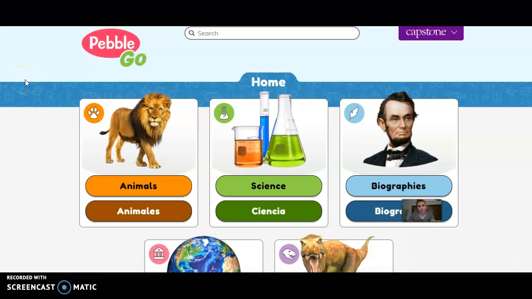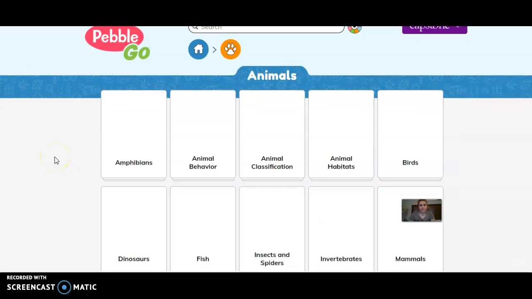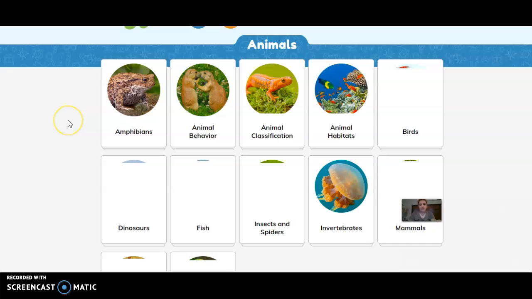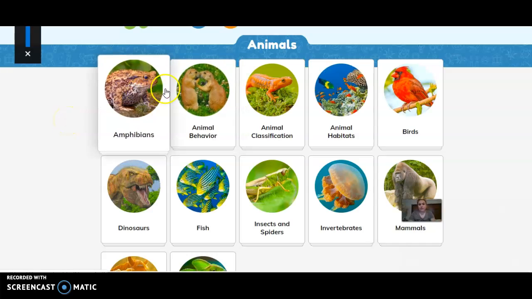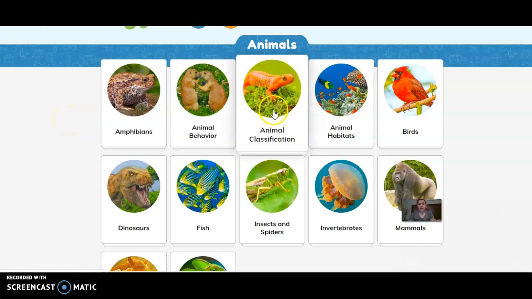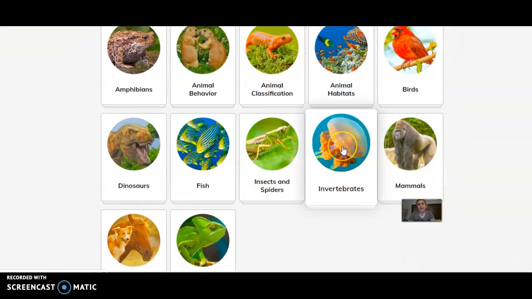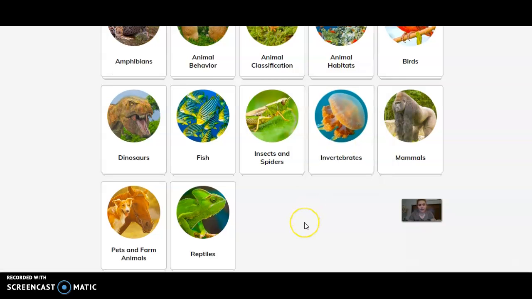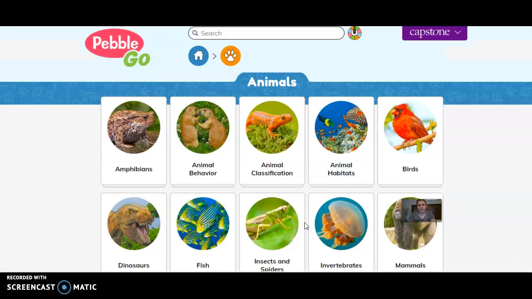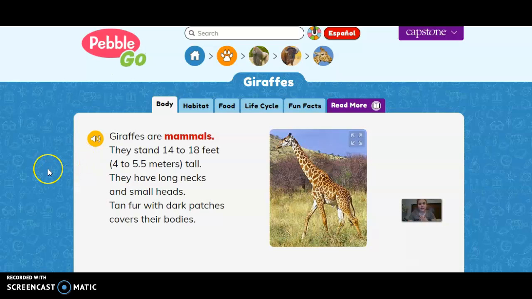I do want you to stick with animals for this one, please. So you're going to click on animals, and you can click on anything you want. There are amphibians, animal behavior, animal classification, birds, mammals, invertebrates. I think what I want to write a book about is, I wonder if they have one about giraffes. Now I'm not sure where to look. So I'm going to search giraffes, G-I-R-A, and look at that, it popped up for me. So I will click on it, and here it is.